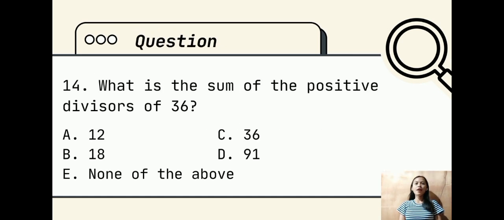Number 14. What is the sum of the positive divisors of 36? A. 12. B. 18. C. 36. D. 91. E. None of the above.